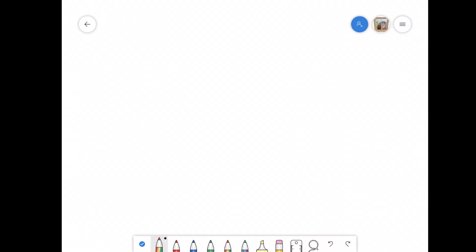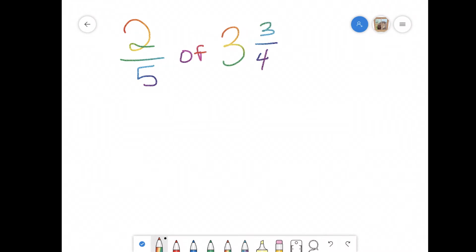All right, boys and girls. The problem is asking us how many hours a week does Josh spend lifting weights at the gym? We know that Josh exercises 3 3/4 hours a week. 2/5 of that time he lifts weights. So I have to find 2/5 of 3 3/4. Boys and girls, a reminder of what does that mean? Multiplication.